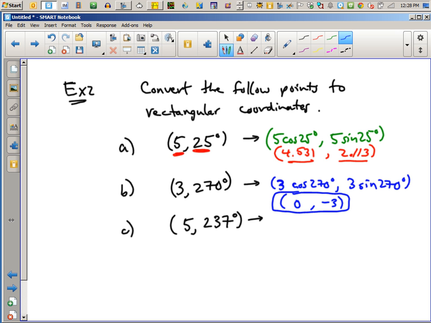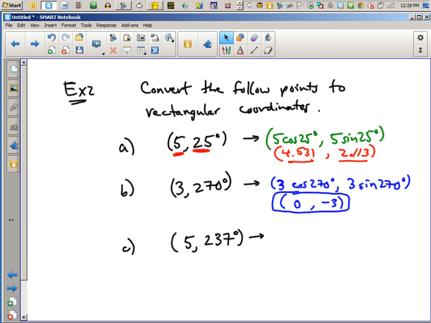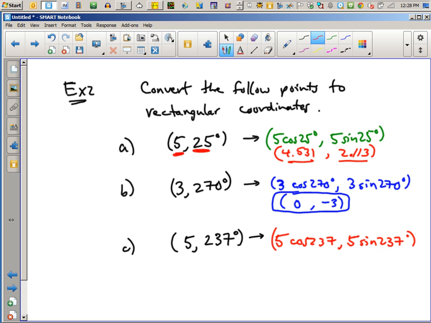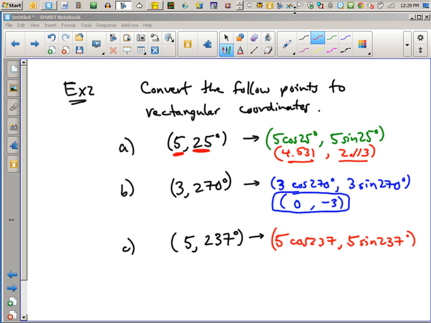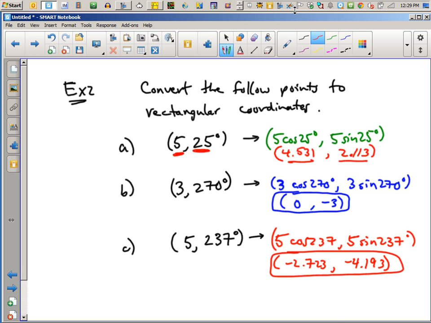And then this last one is going to be, of course, 5 cos 237, 5 sine 237, and we'll type that in. And this just gave me negative 2.723, comma, negative 4.193, like that. Okay, now I just want to point something out.